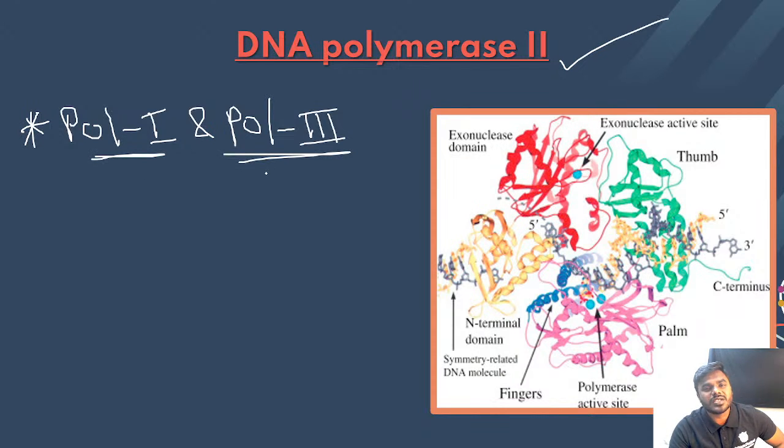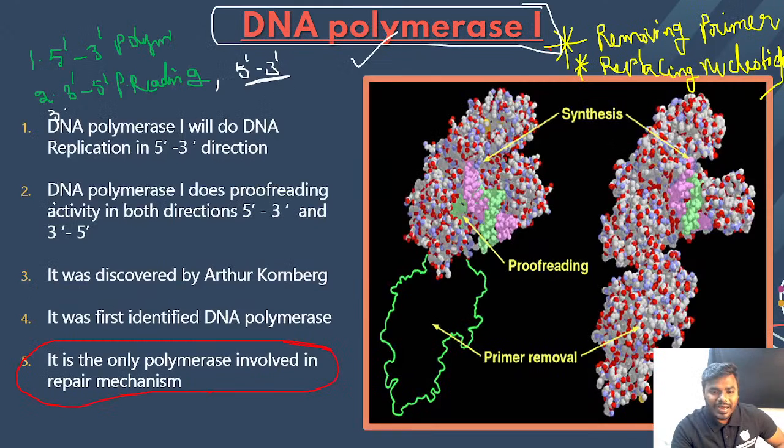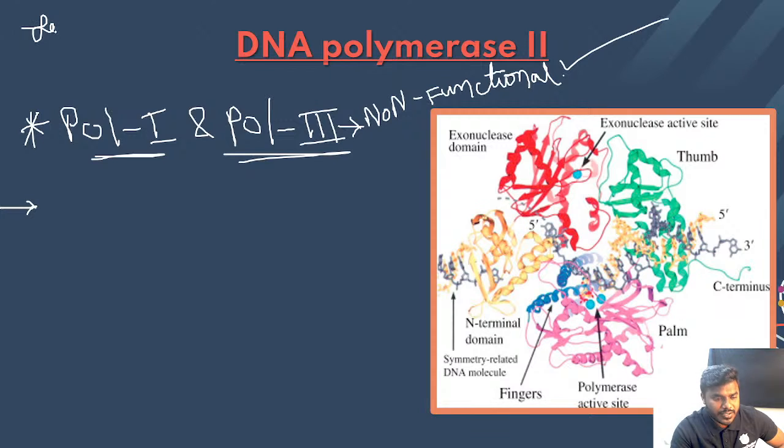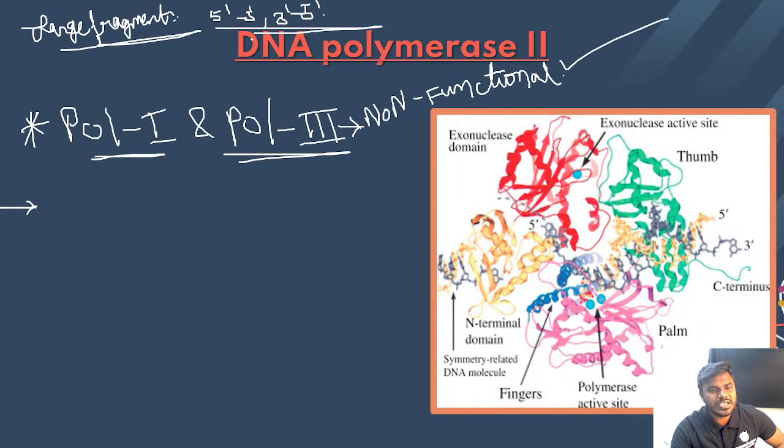Okay, now polymerase, I understand. When polymerase 1 and polymerase 3 are non-functional, then only, friends, polymerase 2 comes into the picture. Now, let me tell you, friends, about the Klenow fragment, which is the large fragment. Priya, the large fragment only we will be calling the Klenow fragment. I told you, right, what the large fragment is doing? It is doing 5' to 3' polymerization and 3' to 5' proofreading activity. This is what we call the large fragment.